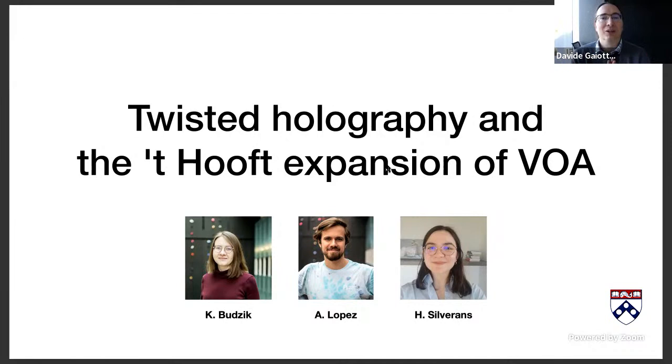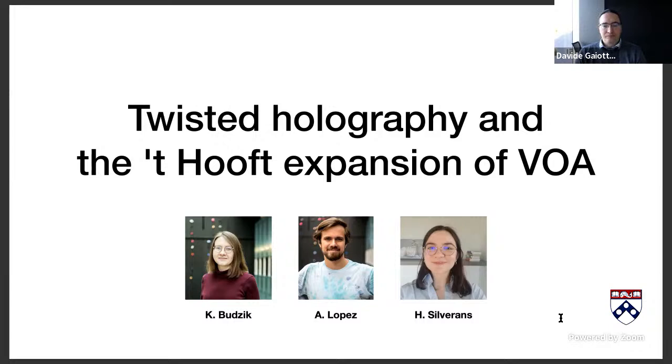So I'd like to see how much I can push the experience acquired from twisted holography to discuss the 't Hooft expansion of very general examples of vertex algebras which admit a large N expansion. And I would like to see if I can discover very exotic examples of holography this way. With large N expansion of VOAs, I really mean vertex algebras which are defined in terms of fields which are N by N matrices, perhaps gauged by the gamma systems, and I want to study these vertex algebras in the 't Hooft expansion, a large N limit.